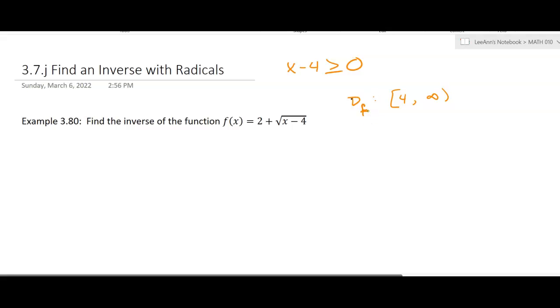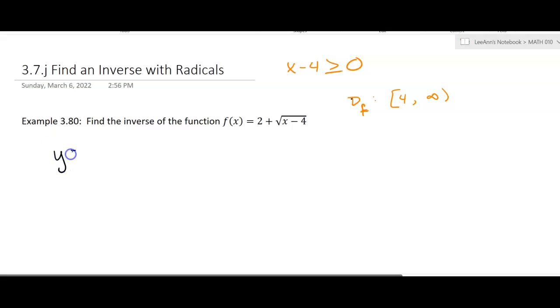Sometimes it's easier to find the domain of the original function, and then if you need the range of the inverse, you can do that. Okay, and vice versa. So if they ask for the domain and range here, that's a little trick. Okay, so we're going to go ahead now and find the inverse.